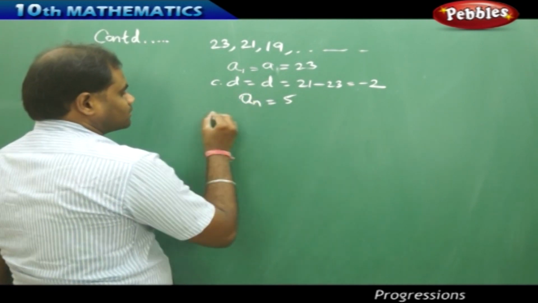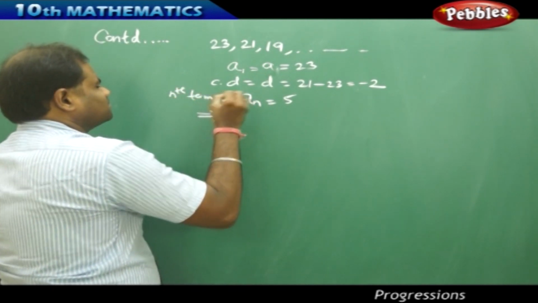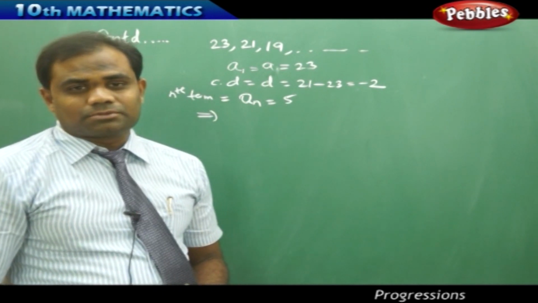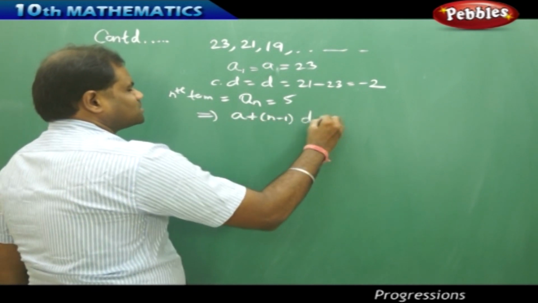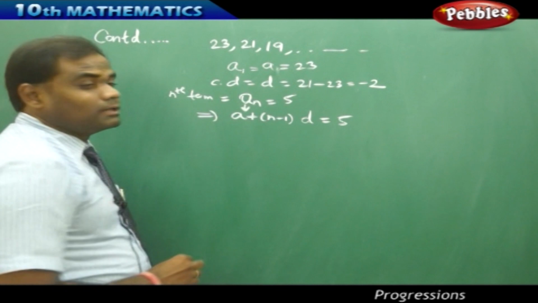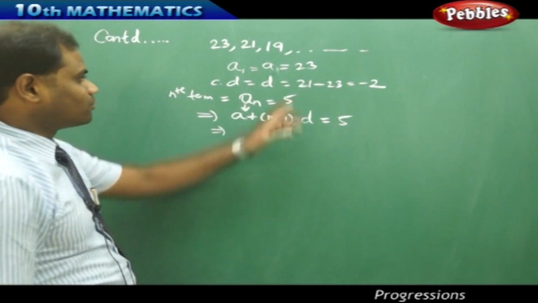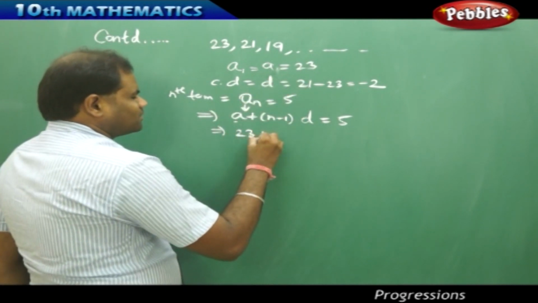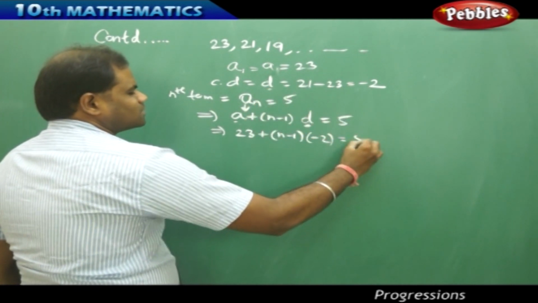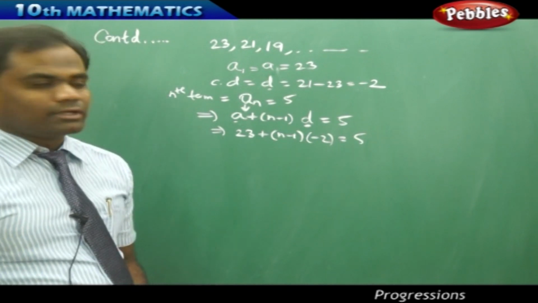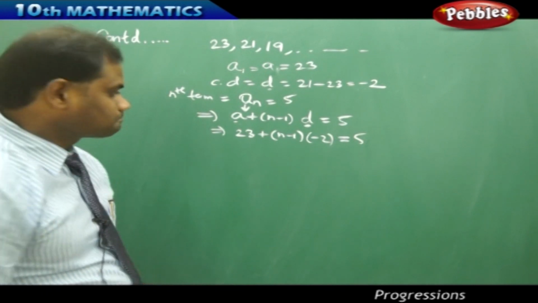So an is 5, which gives me the nth term. When substituted in the formula, we know that an is a plus (n minus 1) times d, equal to 5. On substitution of a, which is 23, plus (n minus 1) times d, which is -2, is equal to 5. So I substitute the values of a and d and then simplify.